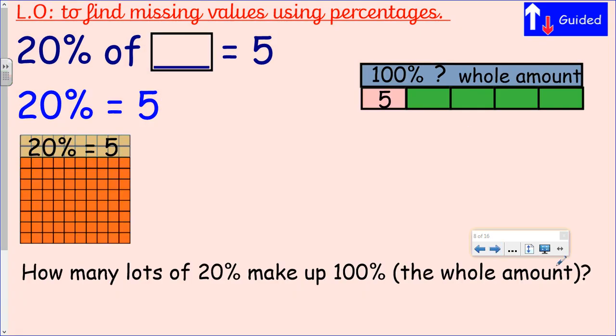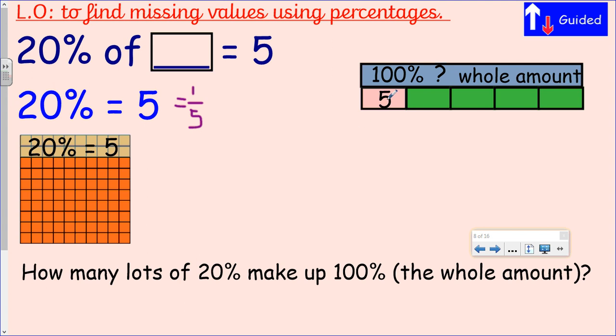Right. Another one for you to have a look at. Have a go at this one. So 20% of something, a missing amount, is 5. I would like to know 100%, the whole amount. So if I know that 20% is 5, I know that 1/5 is 5. 20% is the same as a fifth, which I'm hoping you'll see here. So I know that 20% is 5.